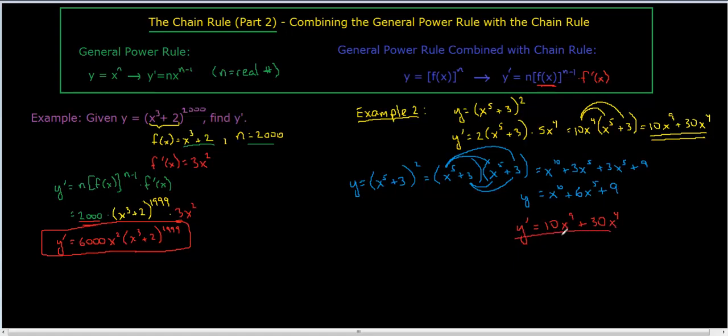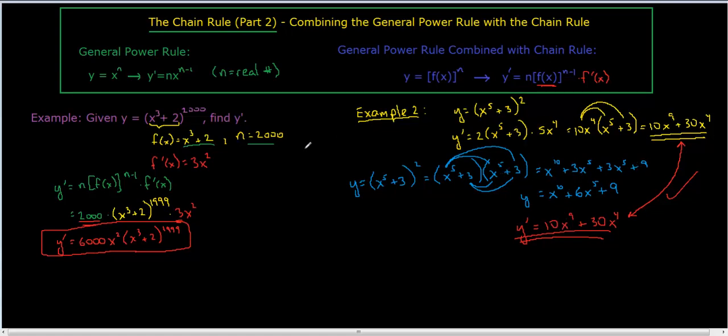So here I have y prime is 10x to the ninth plus 30x to the fourth. These two match. That's what we want. So we saw using the general power rule combined with the chain rule is one approach. And we can do that with large values of n, like 2,000, 3,000, 10,000. That's great. If we have a small value of n, we can actually multiply this out if we want and then differentiate it. But it does require some additional algebra steps.